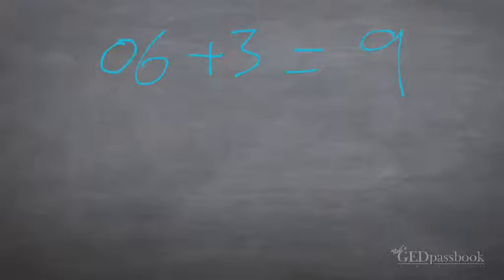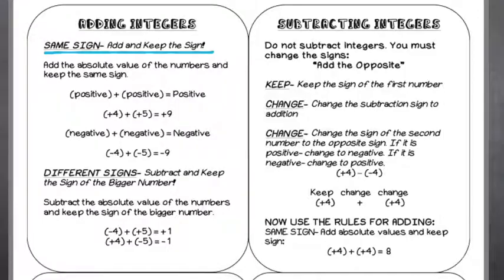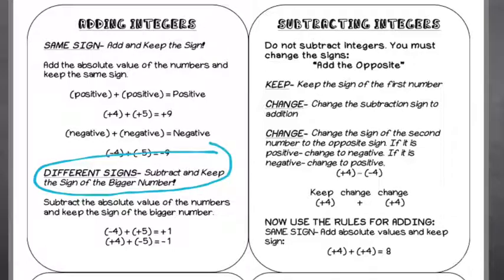Well, what's the sign of this 6? Positive. What's the sign of this 3? Positive. So you keep the same sign, a positive 9. It's invisible. You won't ever see your answer, positive 9. But we know a standalone number is always going to be positive, right? So that first one, easy. We've dealt with that our whole lives. But look at this one right here. What happens if they have different signs? The rule says, subtract and keep the sign of the bigger number.